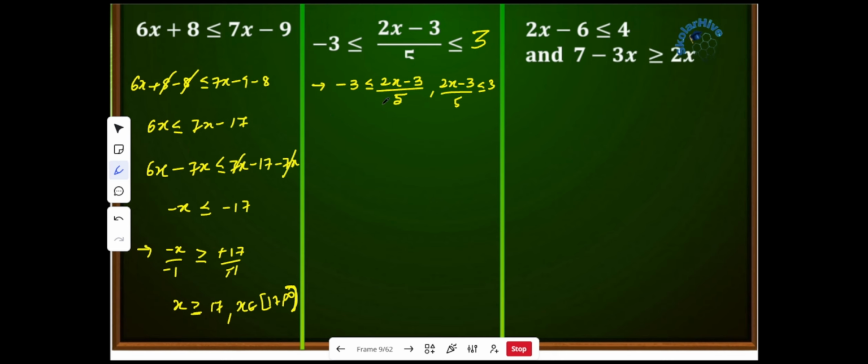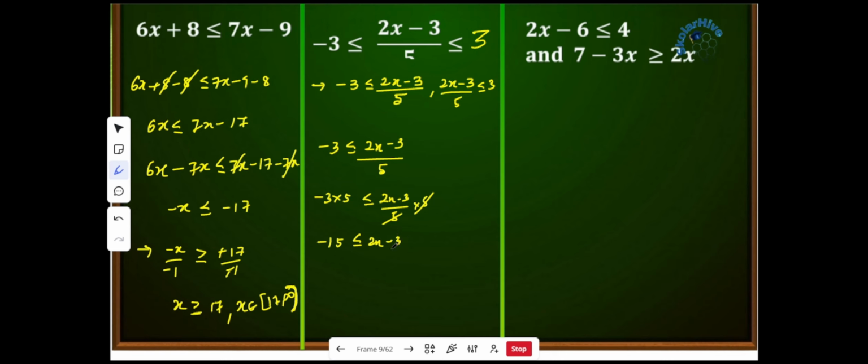Here we have minus 3, so let me solve the first part. Minus 3 less than or equal to 2x minus 3 divided by 5. To omit this 5, we'll multiply both sides by 5. So minus 3 times 5 less than or equal to 2x minus 3 divided by 5. If we multiply by 5, this 5 cancels, and on the left we have negative 15 less than or equal to 2x minus 3.